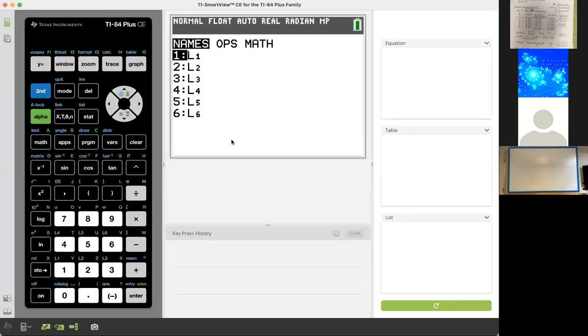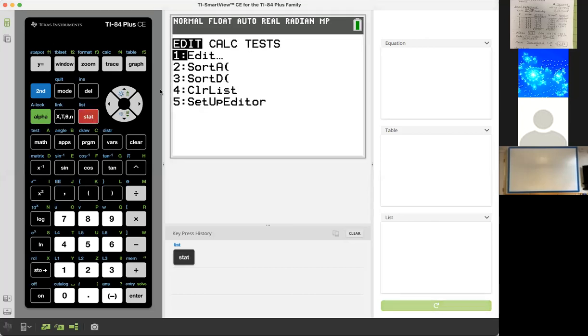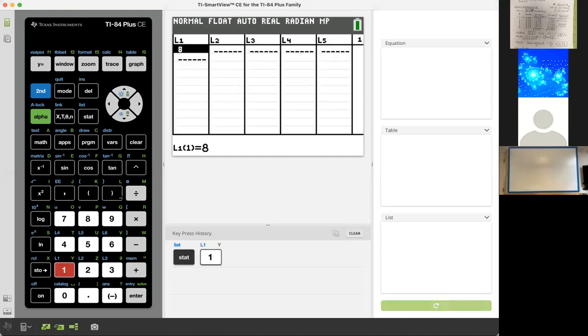Okay, I got my fancy new calculator right here. So I'm gonna do stat menu, edit, which is choice one. And I'm going to put in the number of hot dogs my friends said they ate yesterday.